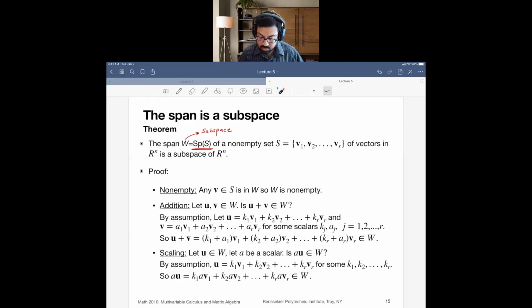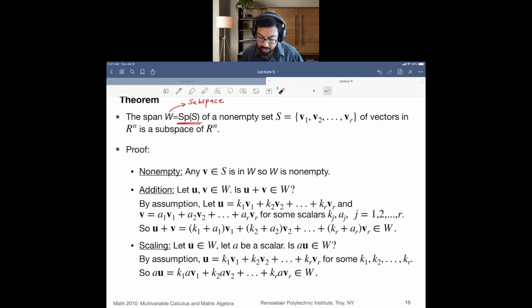Now let's check for the next one. What is that? Let U and V belong to W. So they have to satisfy the criteria. We have to be able to represent them as linear combinations of the vectors. So U and V belong to W. So that means that we will have to be able to do the linear combination. The question is, is it closed in addition?